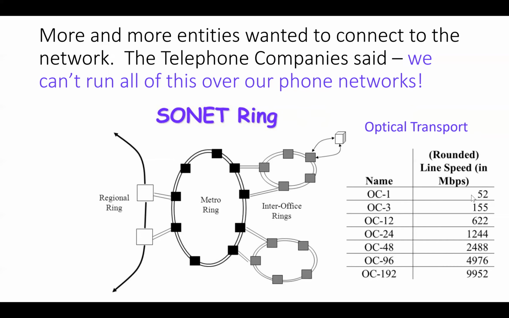OC-1 would run the equivalent of 52,000 cars in a minute, and OC-192 would run the equivalent of about 10 million cars in a minute. So they're much faster. They also connected the networks together in rings. I live in Massachusetts, where we've got Route 128 around Boston, and there are rings around lots of cities. So the phone companies created rings of computers and connected the rings together.